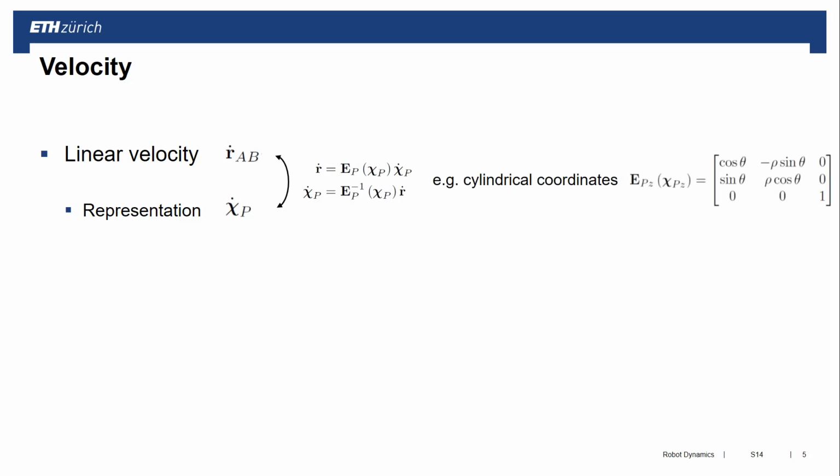We did this at the example of cylindrical and spherical coordinates. For position space, these are always 3x3 matrices. You can see here, and again, this is something that you write down once and you have it in your library and you just pull it up if you have to transform from time differentiation of parameterization into velocities.